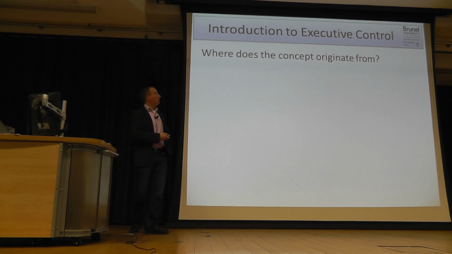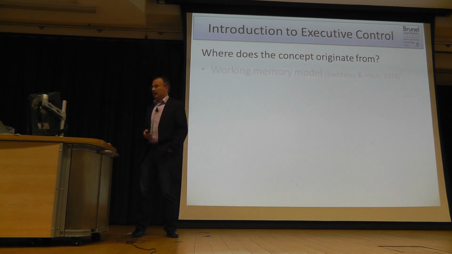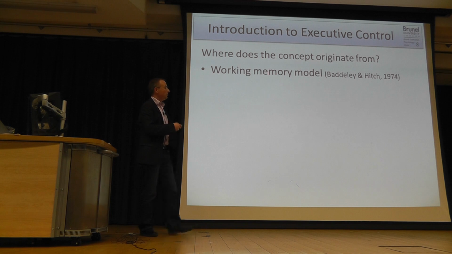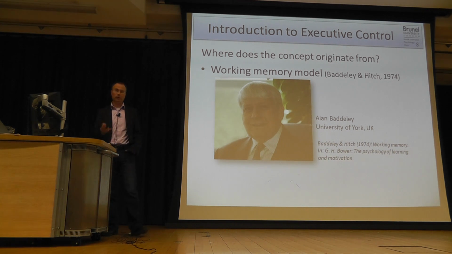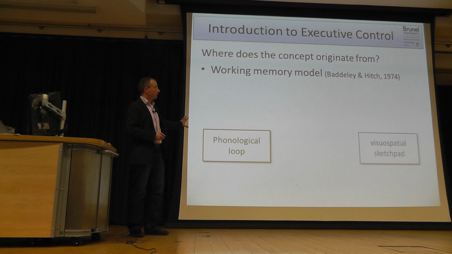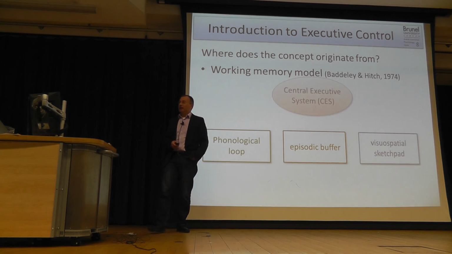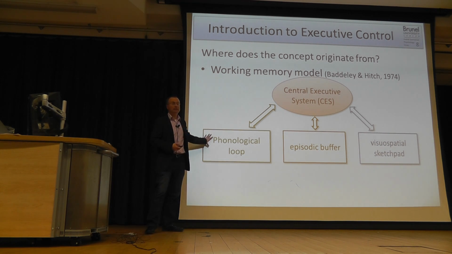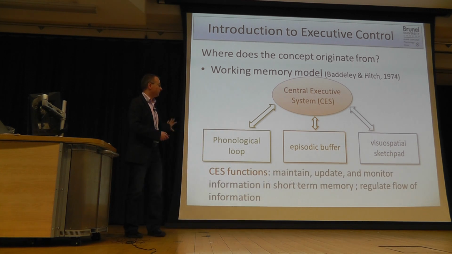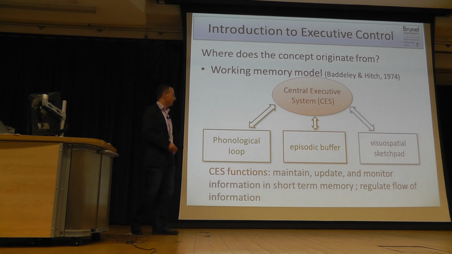So where does this concept of executive function originate from? I mentioned that already. One of the early people who considered executive functions more explicitly was the working memory model of Baddeley and Hitch. And we spoke about that already in a bit of detail. We have these three substores: the phonological loop, the visual spatial sketchpad, and the later added episodic buffer. And then we have the central executive system, the CES. In this working memory model, the CES basically controls and manages the contents of these individual subcomponents of working memory. So it's responsible for maintaining information, updating, monitoring, and regulating the flow of information between the buffers, and things like that.